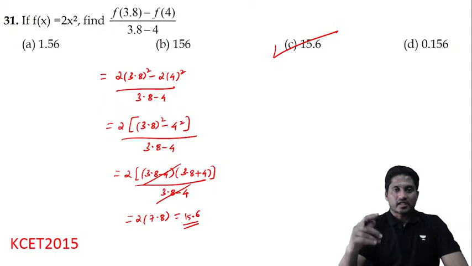Right, I'll stop here, guys. I'll come with the next session. In my next session, I'll come with 32 at KCET 2000.